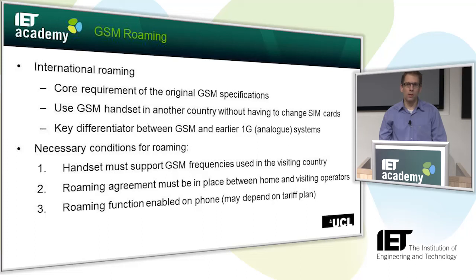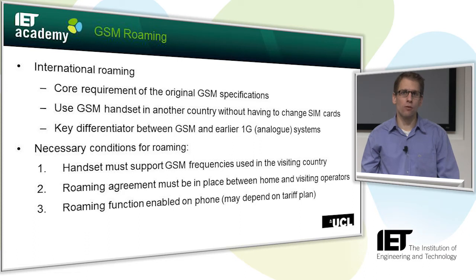A core requirement of the original GSM specification was international roaming, a feature not available in first-generation mobile systems. Roaming enables a subscriber to use their handset and SIM card directly in another country on a different network without having to change terminals nor SIM cards. A number of conditions have to be satisfied for roaming to operate correctly.